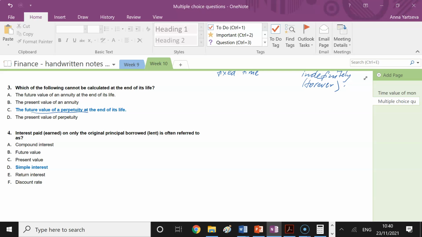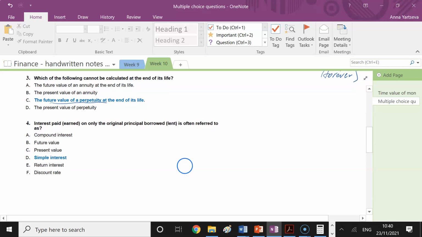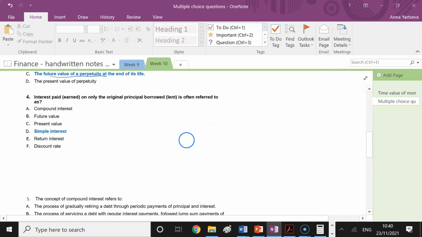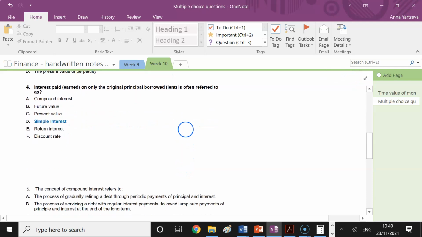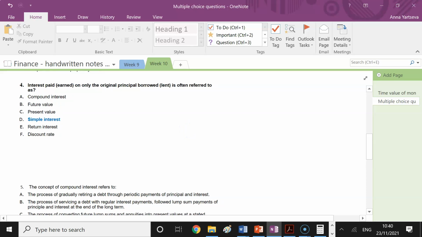If we receive payments forever, our capital will keep growing. We cannot calculate the value in an indefinite number of years. This cannot be calculated because it continues forever. Okay? The rest can be calculated. Interest earned on only the original principal borrowed or lent is often referred to as simple interest. The correct answer is D.